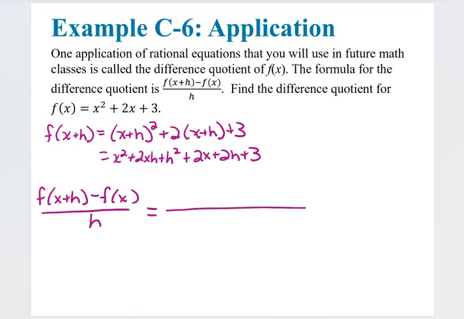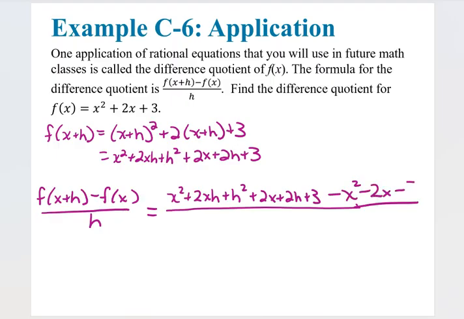Okay, so this is going to be a long problem. So I'm going to take that first function, so the f of x plus h, which is x squared plus 2xh plus h squared, plus 2x plus 2h plus 3. And we're going to subtract this entire function, right? We're going to subtract f of x. So if it's okay with you guys, I'm just going to subtract it and get rid of the parentheses right now. So I'm going to subtract the x squared. I'm going to subtract the 2x. I'm going to subtract the 3. And I'll put that all over h.